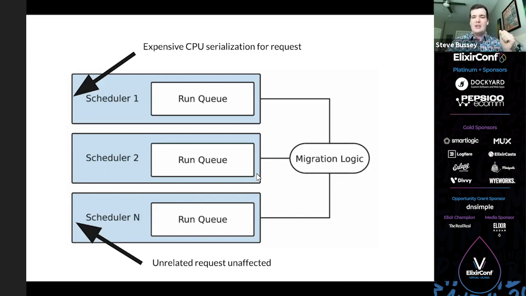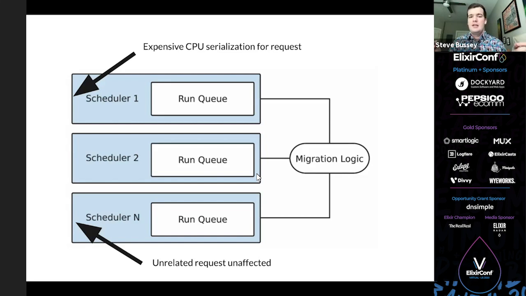And there's sort of a best guess at load balancing these things internally, but let's say you had something that was really slow and is bogging down a scheduler. There's actually some migration logic in there to move it around, so you get this efficiency. And as an example here, if you have an expensive CPU serialization going on, you're not waiting for the database or anything, you're actually doing something with the CPU on scheduler 1. Well, if you have a request on scheduler N, that's going to be completely unaffected. So you can have multiple CPU serializations in progress at the same time.